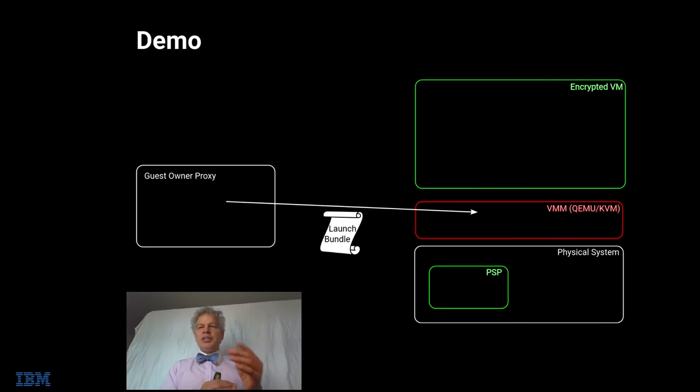And this launch bundle will contain a whole load of encrypted things, including a transfer key and an integrity key. And it's given to the untrusted element, but because it is all encrypted, the untrusted element can't actually tamper with it. So they will either launch the virtual machine with this, in which case you'll get attestation and proof, or they won't, in which case you won't.